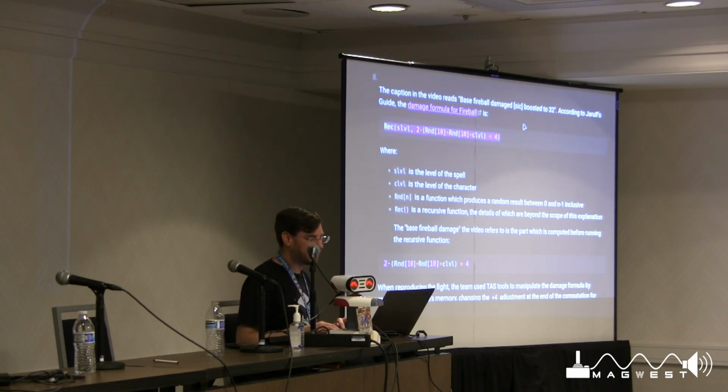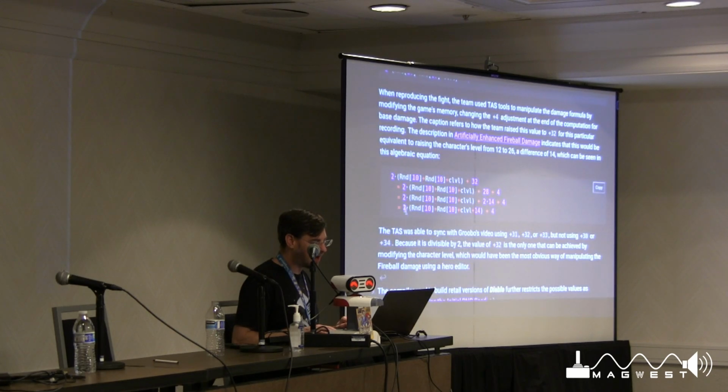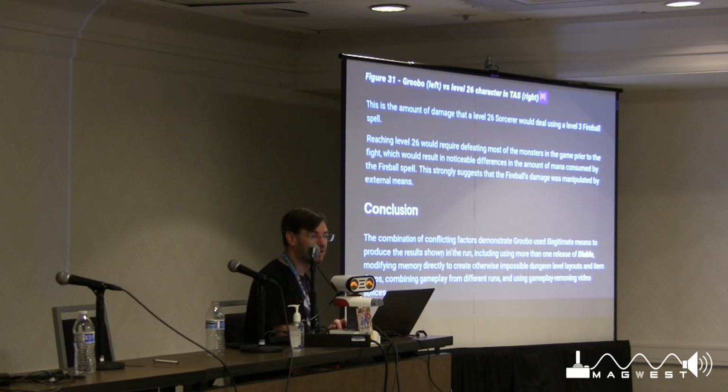You can look at this paper later and read the footnote later, but we broke down the spell, the character, and all these other things. And there's a rather complicated equation here. Effectively, we determined that the TAS was only able to sync when using a specific set of values, 31, 32, 33, or 30, effectively. What we're getting at is we believe Grubo used a hero editor, a trainer, to modify the base value to be 32. It makes the most sense. It would be the easiest thing to do.